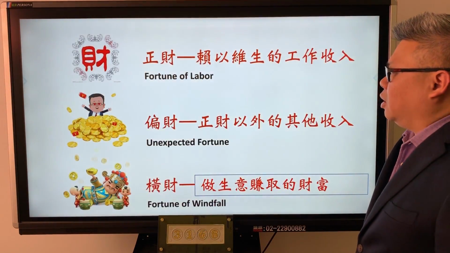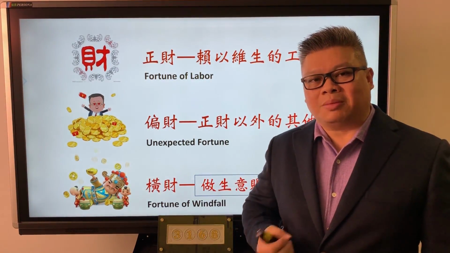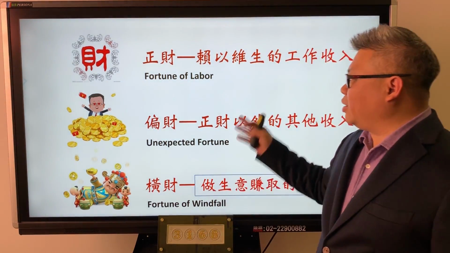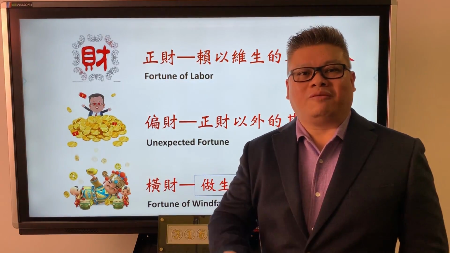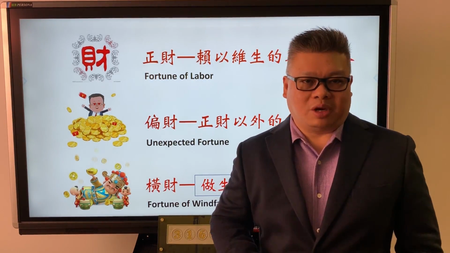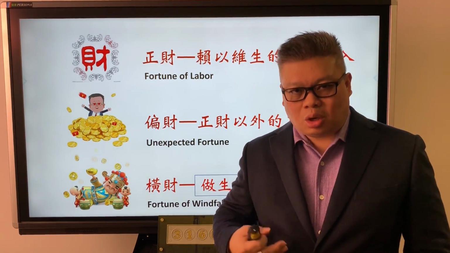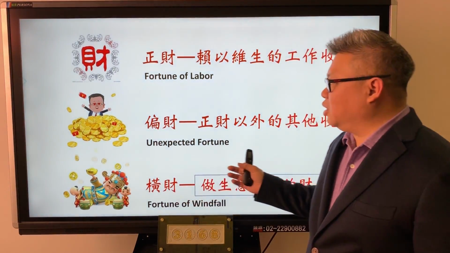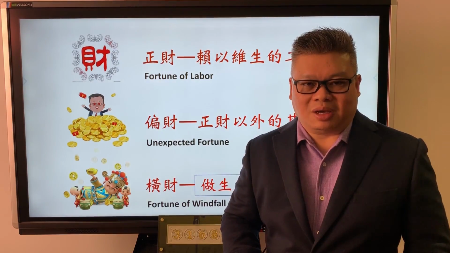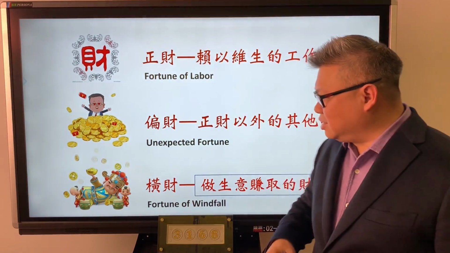In terms of wealth, we are talking about harnessing the fortune of this number 8. Wealth is actually divided into 3 different types. What I term as the fortune of labor. The fortune of labor is like you earn an honest living. An honest living is like you probably work for someone else, be it a normal worker or high level management, but you're working for somebody. So this is what we call the fortune of labor, where you earn an honest living. This is one type of wealth.